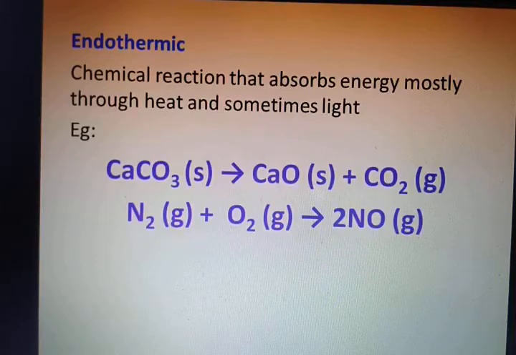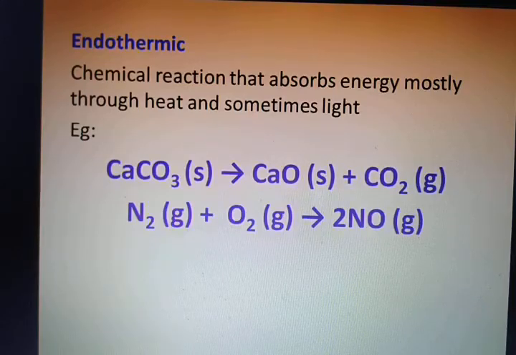The reaction needs heat from us to carry on. The supply of energy can be through heat, or sometimes light, or sound also. So absorption of energy, mostly through heat, light, sound or any other sources. So calcium carbonate, when it breaks, we have to heat it. That means it does not break easily. If we heat it, we are providing heat to the medium, and hence it forms calcium oxide and carbon dioxide. Nitrogen plus oxygen, to form nitric oxide, needs heat.